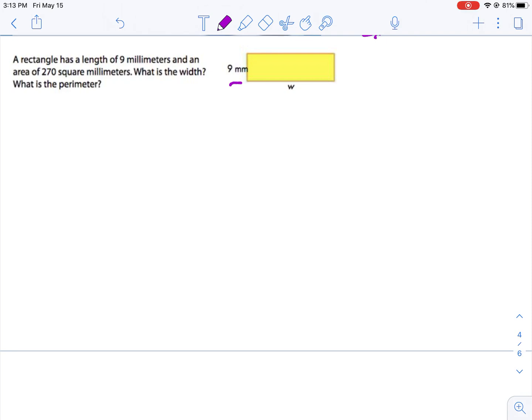All right, so we've got, again, two problems to find. So it says the rectangle length is 9 millimeters. So we've got the 9 millimeters. And the area is 270 square millimeters. So this is 270. So what we need to find out is this, and then the perimeter.